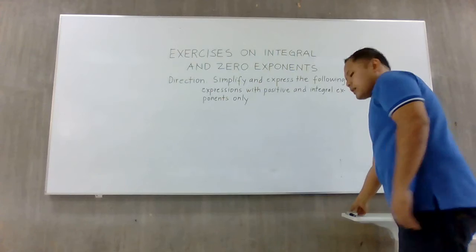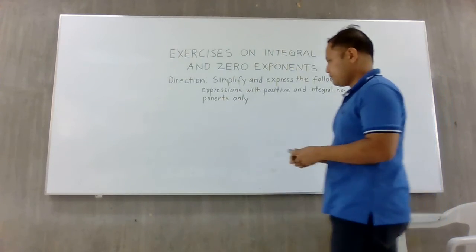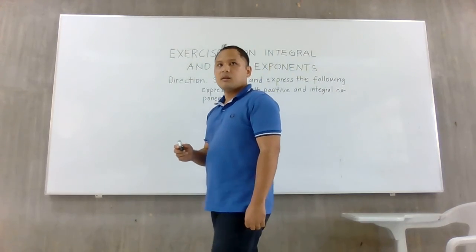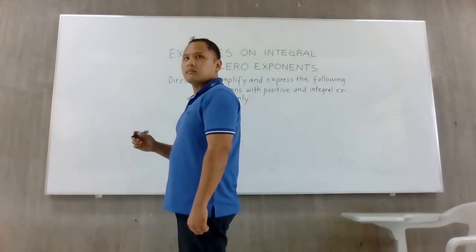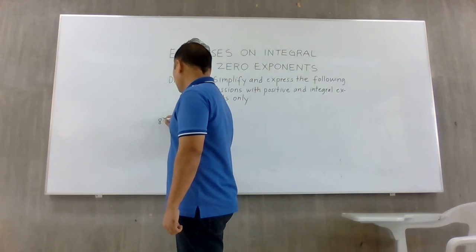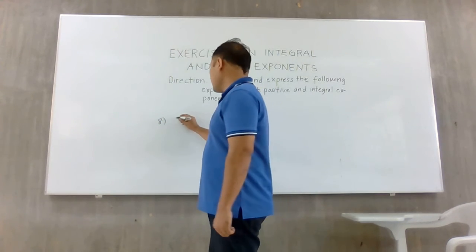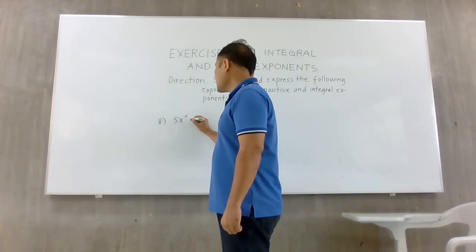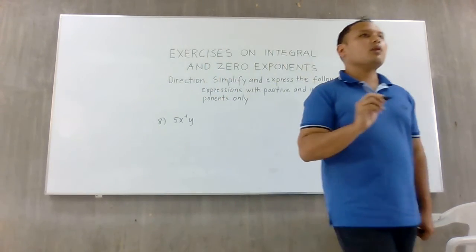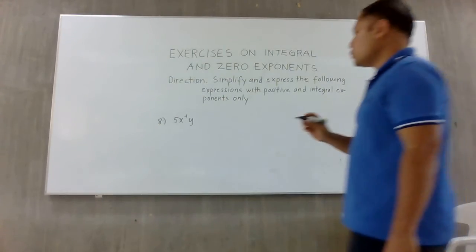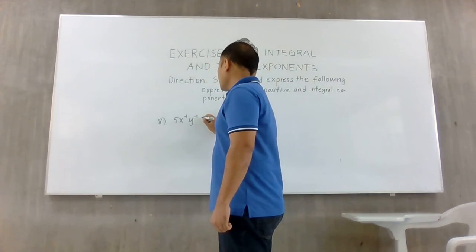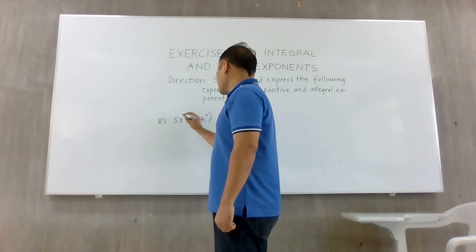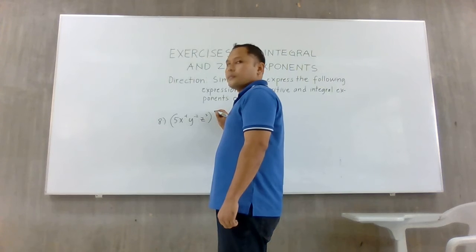Okay, the time is fine. Let's have number 8. It has 5x to the power of negative 1, and y is being raised to the power of negative 2. Z is being raised to the power of 3. This whole expression is being raised to the power of negative 2.